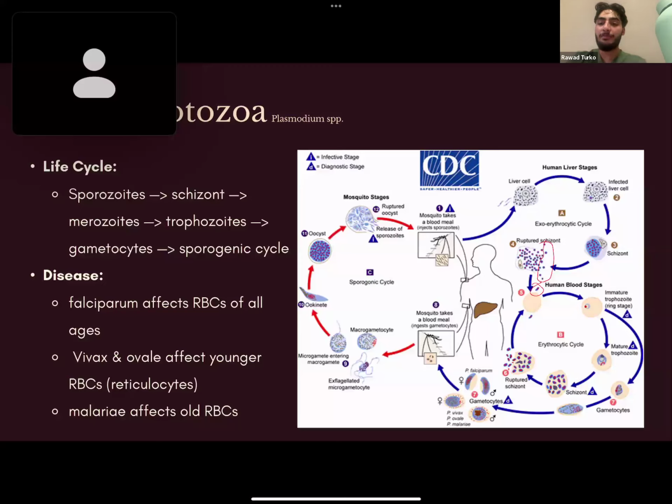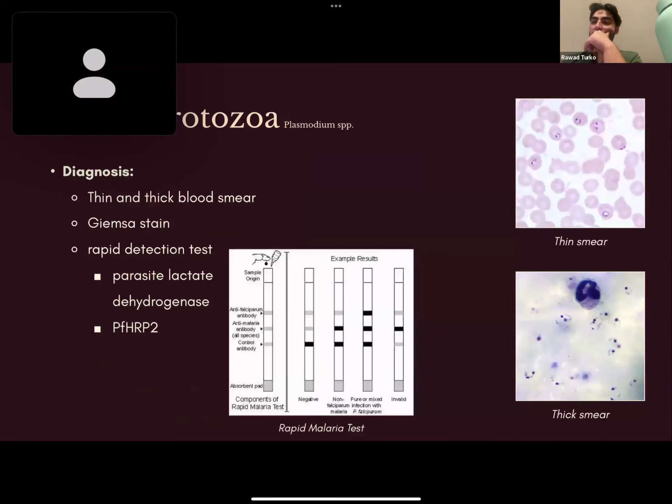Now, vivax and ovale can affect only the younger RBCs, which are the reticulocytes, and malariae affects the older red blood cells. That's why they're not as severe as the falciparum disease. Okay. All right. So again, the main clinical presentations of Plasmodium or malaria in general are anemia, cyclic fever, and sometimes splenomegaly. And that's because the spleen is basically sequestering all these infected red blood cells. But again, that's not that important to know.